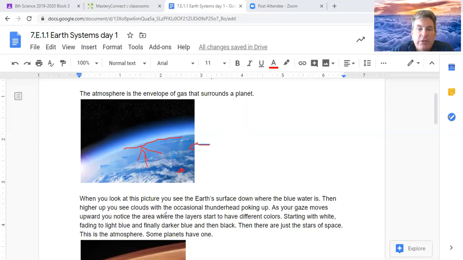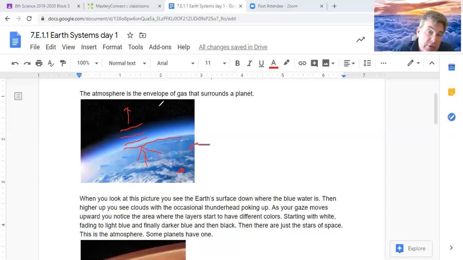As your gaze moves up, you're going to notice the area where the layers start to have different colors. Right down here at the base, it's pure, kind of white. You can barely see through it. But as you move this way, the most basic layer runs to about right there. Above that, you get a layer that runs to about right there. And then the outer layer runs to about right there. Now, is that three layers of atmosphere? No, not really. There's more than that. But just in seeing it here, you have the most dense layer down here that's easily visible. Then you have this layer here, and then you have this layer here, and then out this way is, guess what?